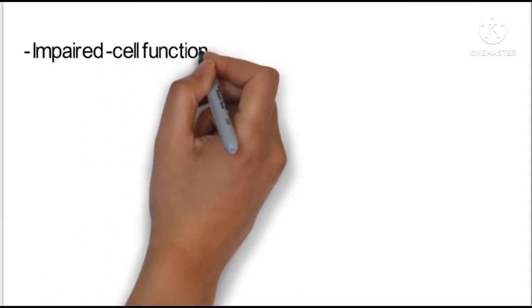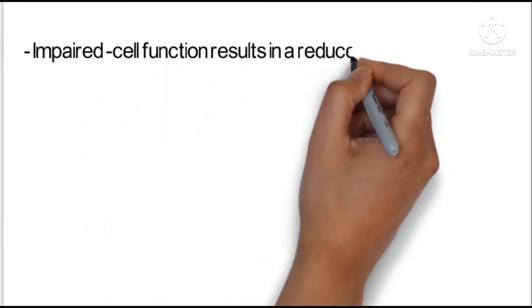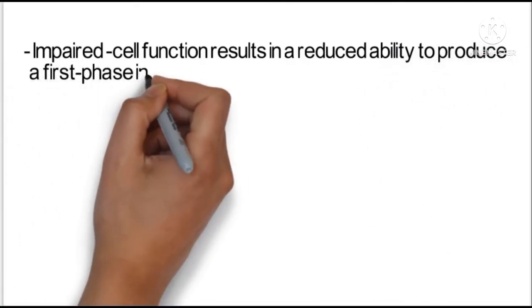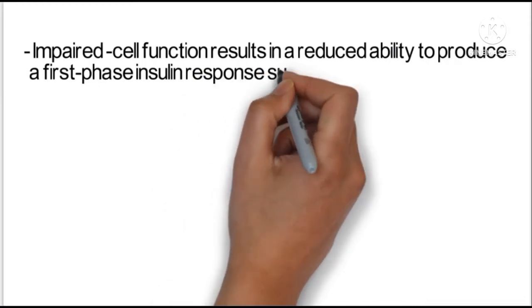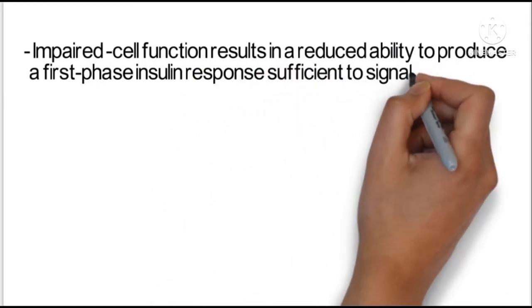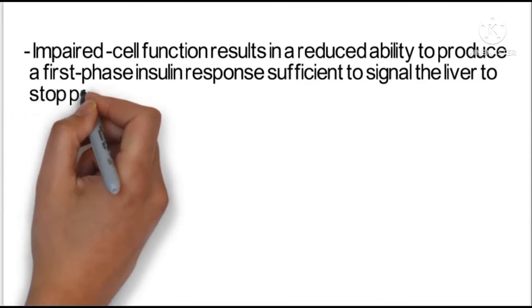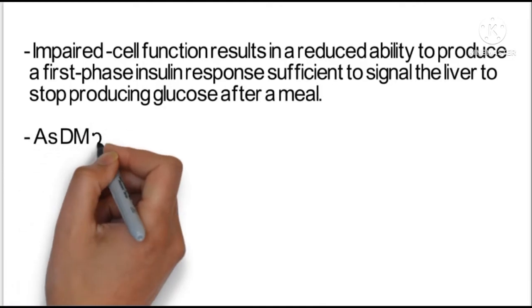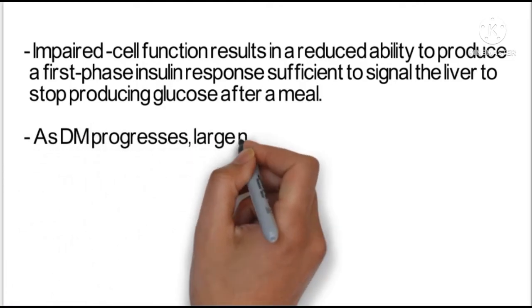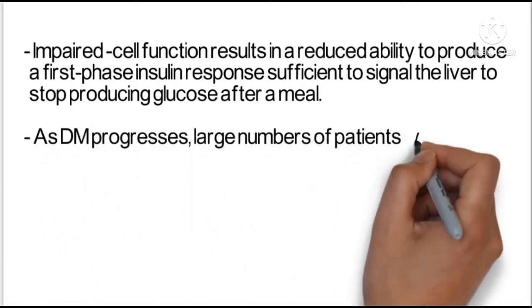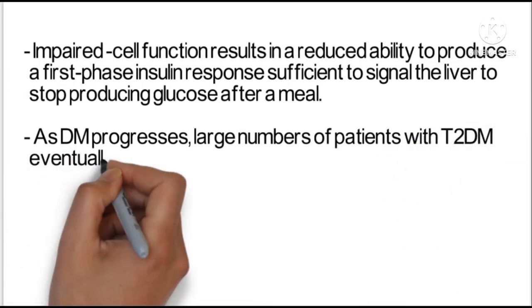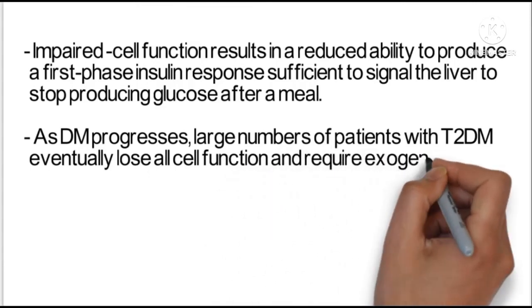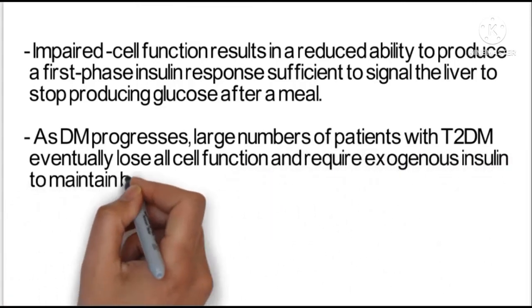Impaired beta cell function results in reduced ability to produce a first phase insulin response sufficient to signal the liver to stop producing glucose after a meal. The liver keeps synthesizing glucose from the glycogen stored in it, and this will not stop, so the blood glucose level will be higher. As diabetes mellitus progresses with age, most people suffering from type 2 diabetes will lose all the beta cell function and require exogenous insulin to maintain normal blood glucose levels.